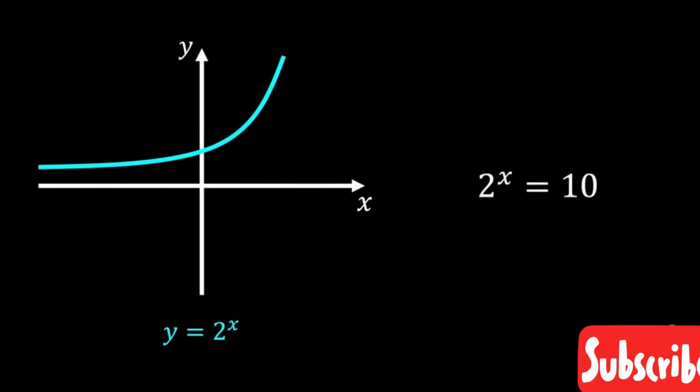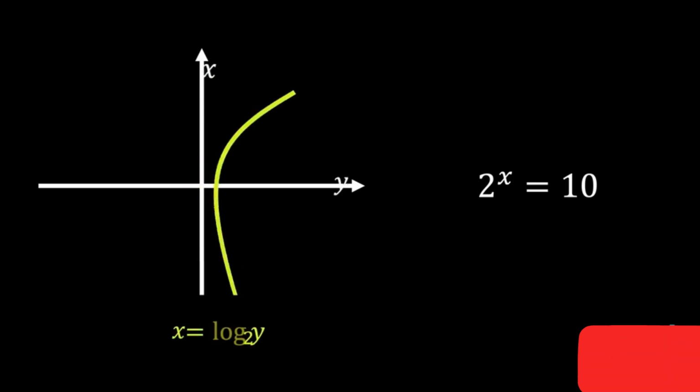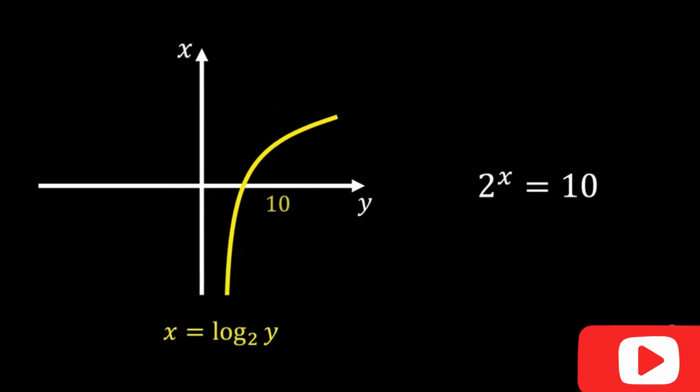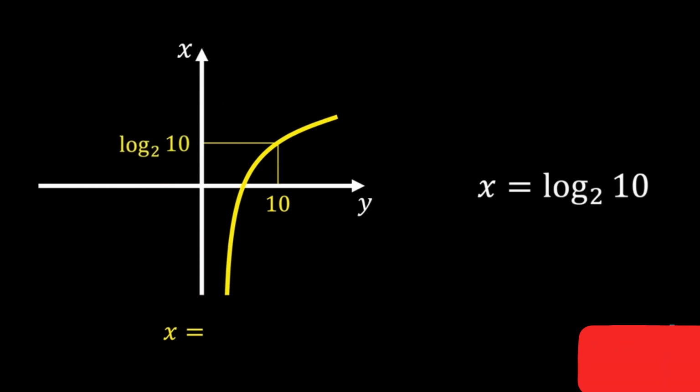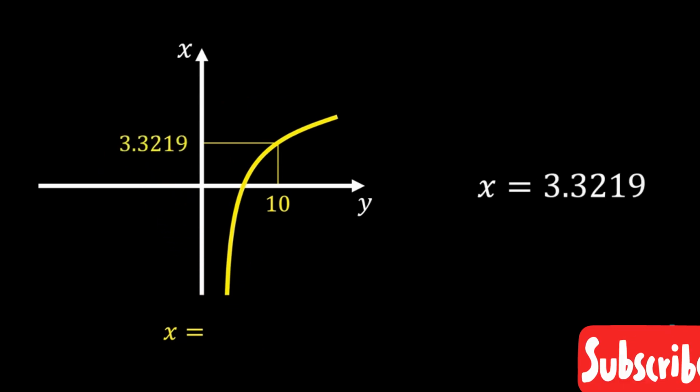So if we want to solve 2 to the power of x equals 10, we set y equal to 10 and then use the inverse function. X equals log base 2 of 10. This gives a decimal of 3.3219 to 4 decimal places.